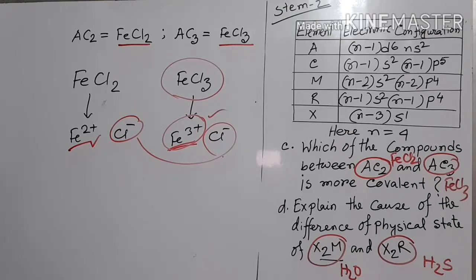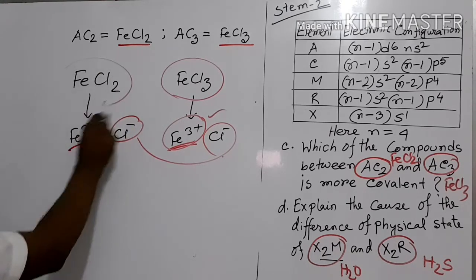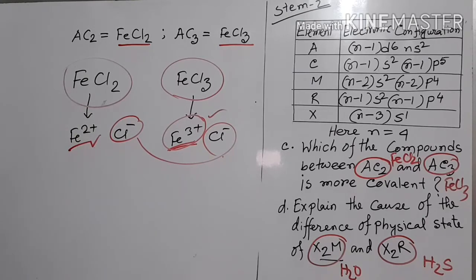If we discuss their ionic properties or ionic bond, then we can say that FeCl2 is more ionic, and the melting point and boiling point of FeCl2 are higher than FeCl3, because the melting point and boiling point of an ionic compound are higher than those of a covalent compound.